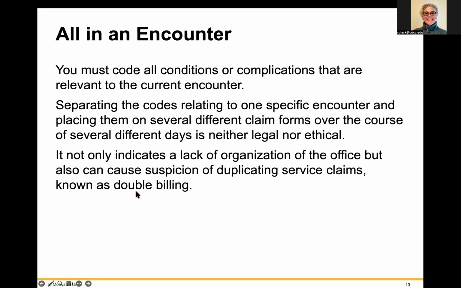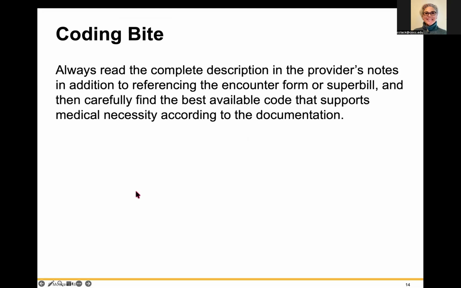So it's important to remember that one encounter equals one complete, accurate claim. You should code all conditions and complications that are relevant to that visit so the claim reflects the full clinical picture for that specific date of service. What you cannot do is split one encounter across multiple claims on different days. That's not appropriate. It can look like you're trying to duplicate services. Even if the intent isn't fraud, it creates red flags, especially for double billing, and signals poor internal controls.